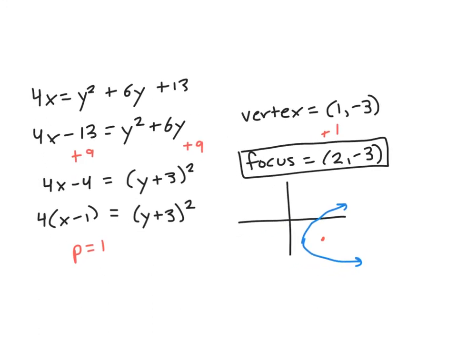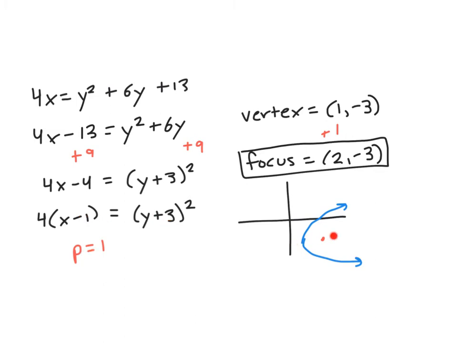Okay, so for this problem, we are going to need to complete the square to create that binomial squared. This time we actually have a horizontal parabola. So once we've completed the square and put our equation in standard form, you should have 4 times x minus 1 equals y plus 3 squared. So we can see that our vertex is 1, negative 3, and that our p-value is 1.